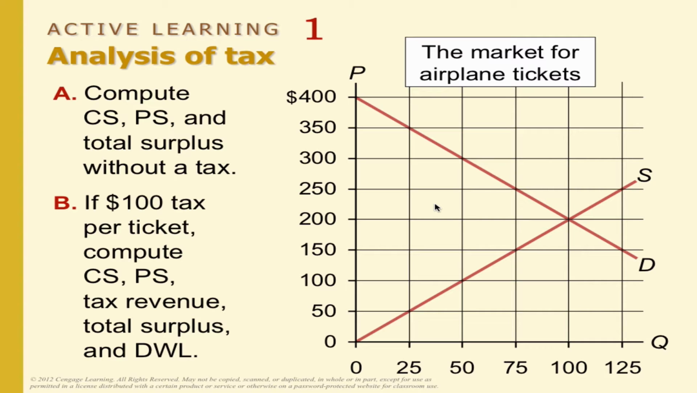All right, so now $100 tax per ticket. Go down the curve to where? I start at the equilibrium, go down $100. That's where the new curve is, right? Draw a new demand curve, so like this. Okay, and so then our tax incidence is now here.